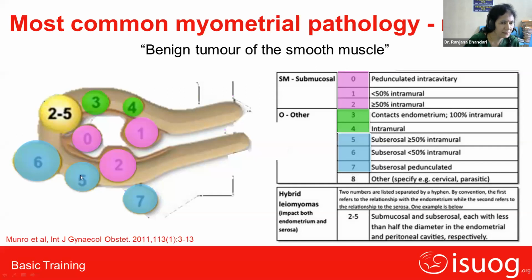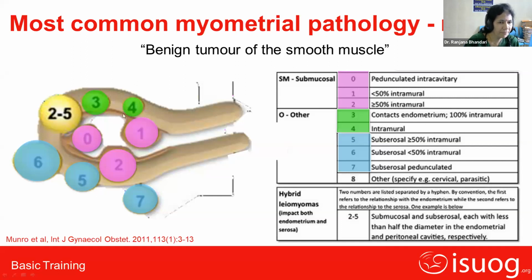myometrium. And the blue color, that is 5, 6, and 7, they are going towards the serosal cavity or peritoneal cavity. Therefore, they will be known as subserosal. Now, let me tell you, number 0, 1, 2, we had even studied in the endometrial session. 0 is when it is pedunculated. The whole myometrial tumor is within the endometrial cavity. Only the stalk is attached to the myometrium. The whole tumor is within the endometrial cavity. So it is number 0.